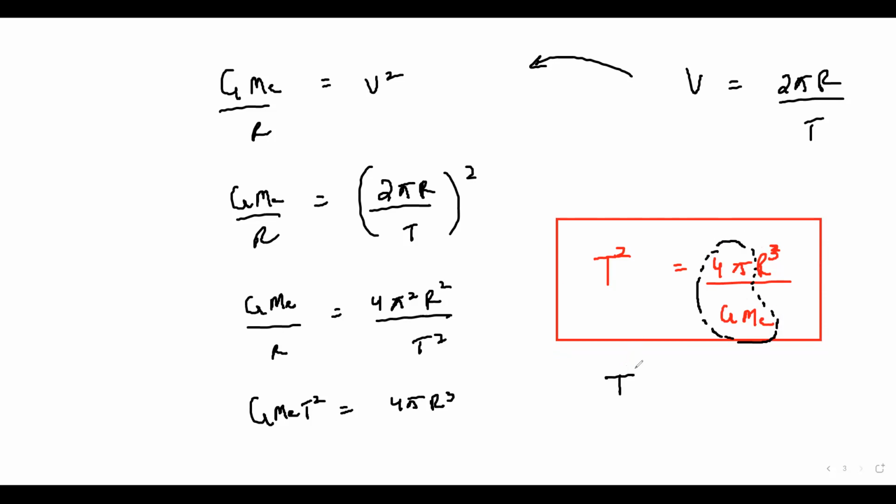So we can say T squared is proportional to r cubed. This is known as Kepler's third law, which shows a relation between the time period and the distance of a satellite from the center. So this is the simpler formula which we will use to find the orbital period.